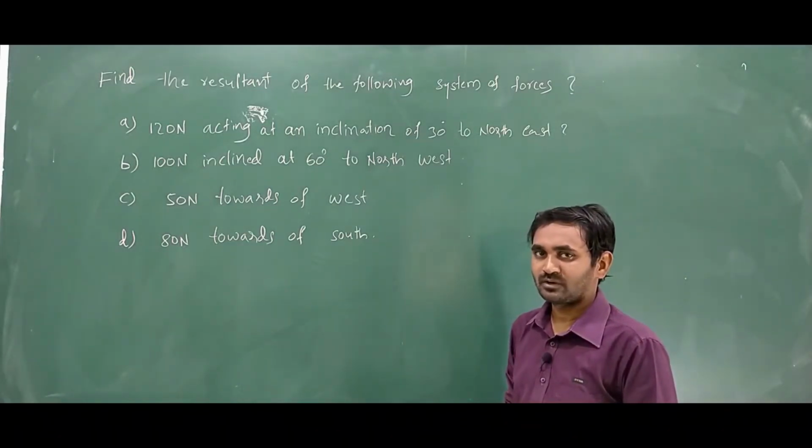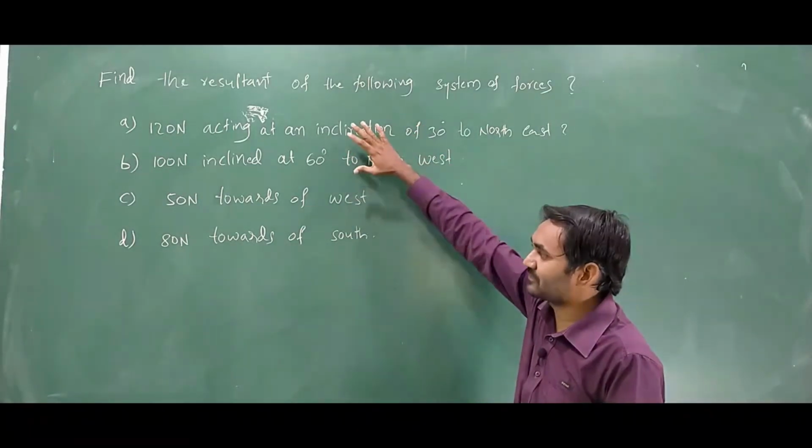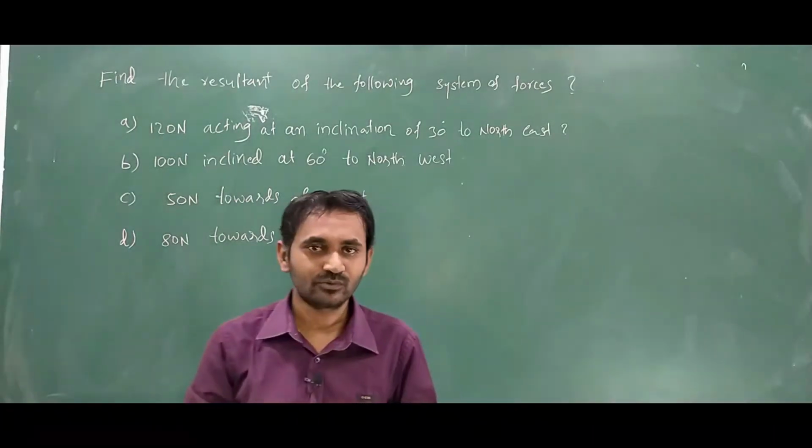So let us find out in which coordinate this will come. We are having 4 values. Let us see the coordinates first. Let me draw the coordinates first.